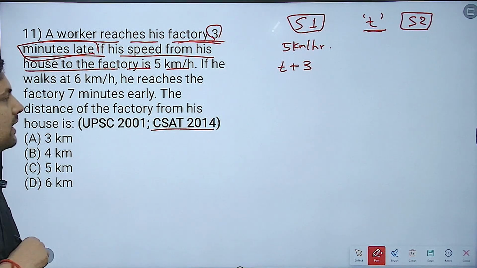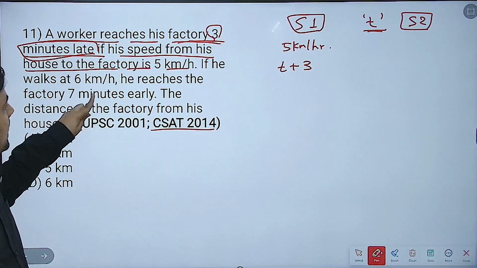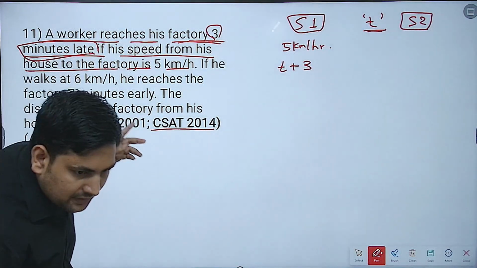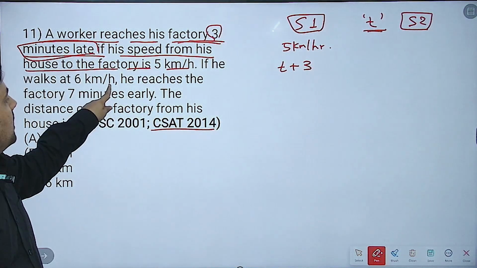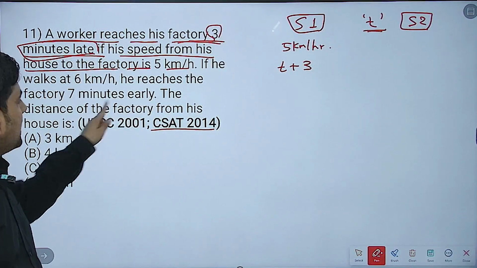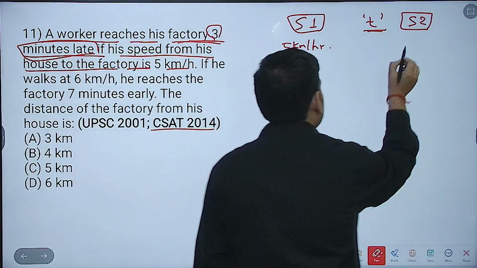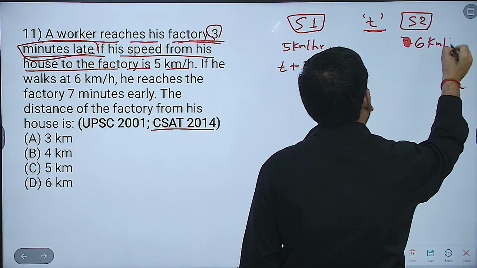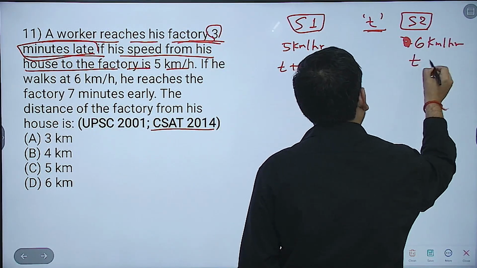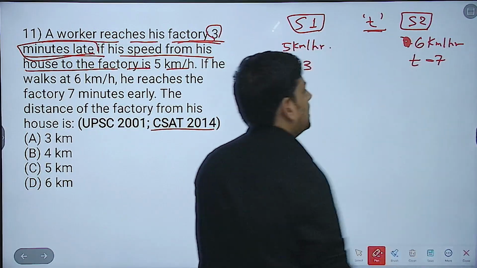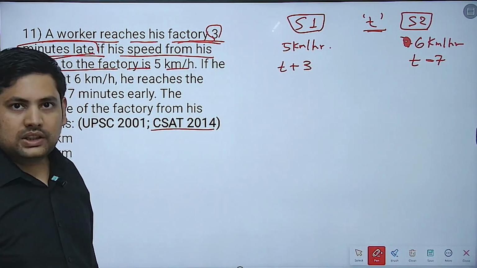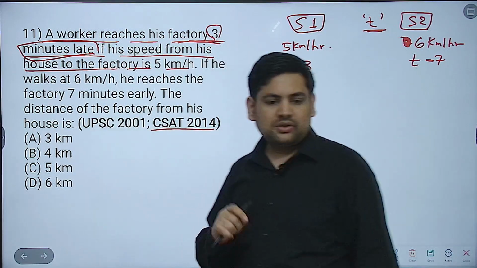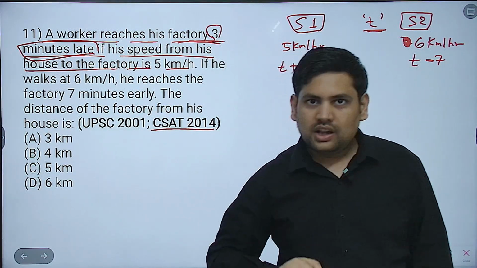Simple. Then let's see the second scenario. If he walks at 6 kilometers per hour, he reaches the factory 7 minutes early. So now scenario 2 is what? If he walks at 6 kilometers per hour, he reaches 7 minutes early. That means t minus 7. Now, simple. Again, you know, from his house to his factory, the distance is constant. It won't change every day.